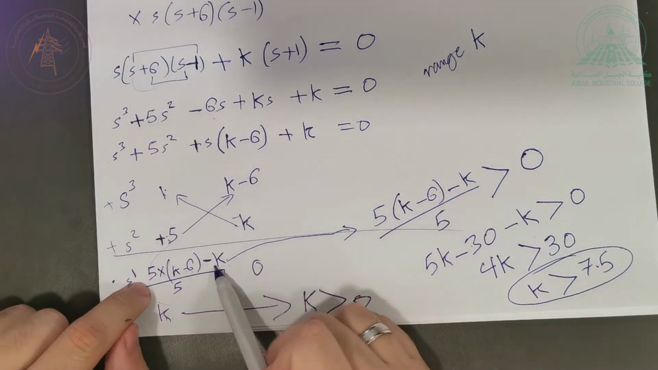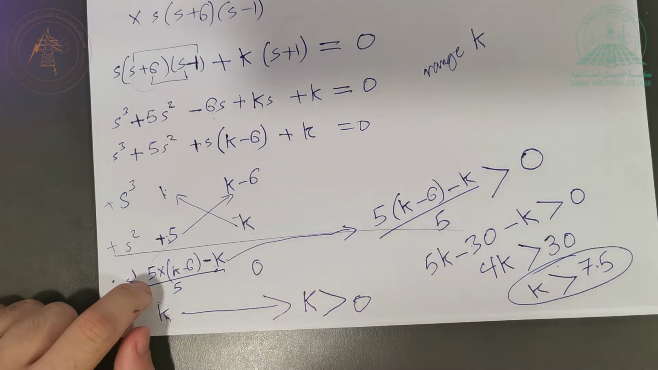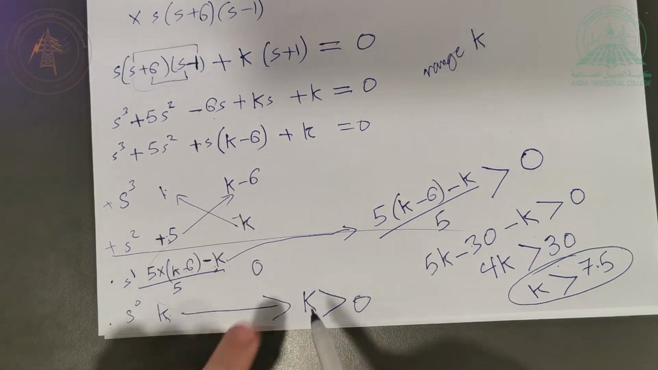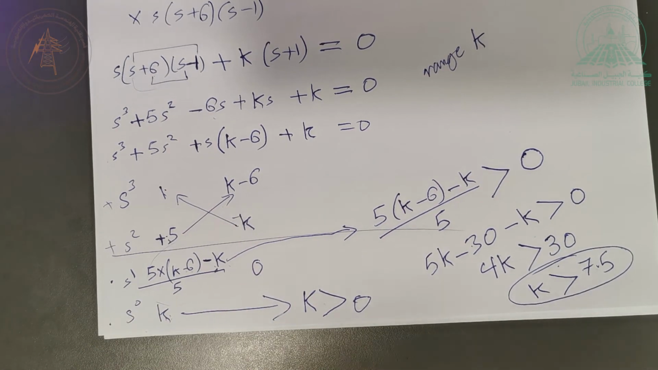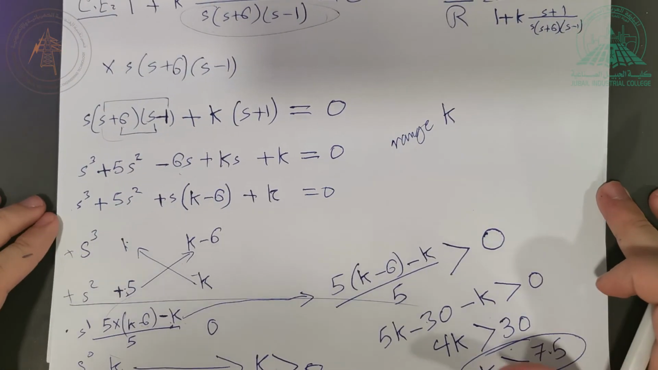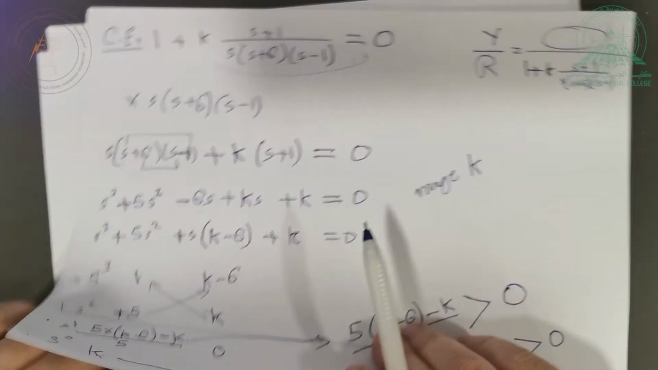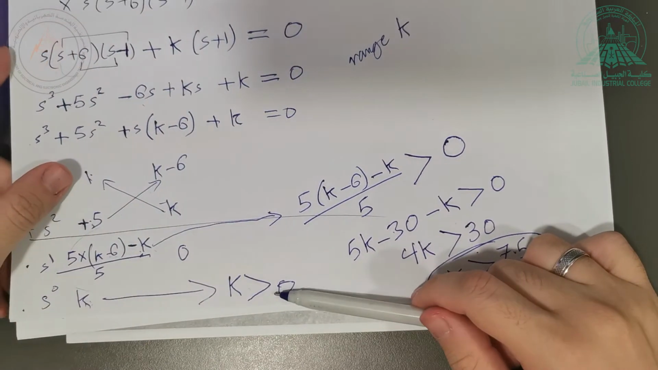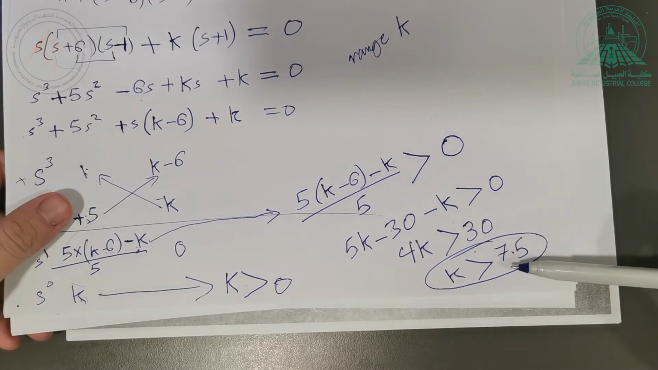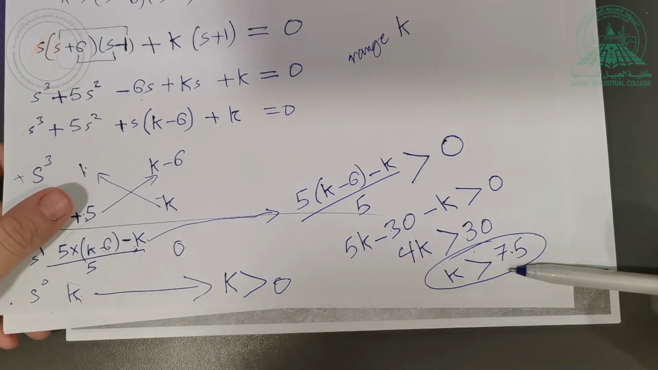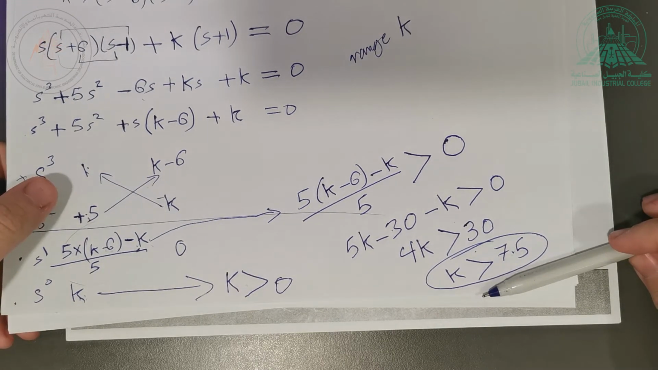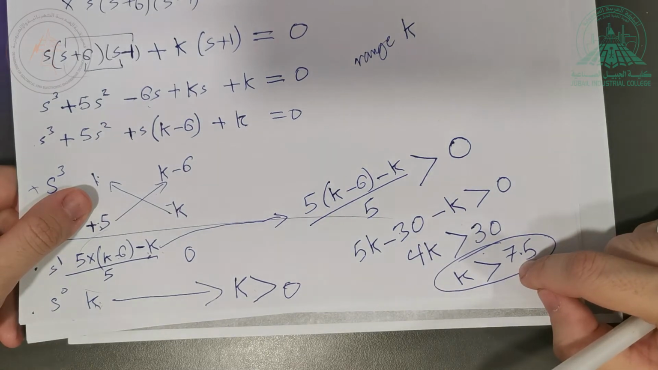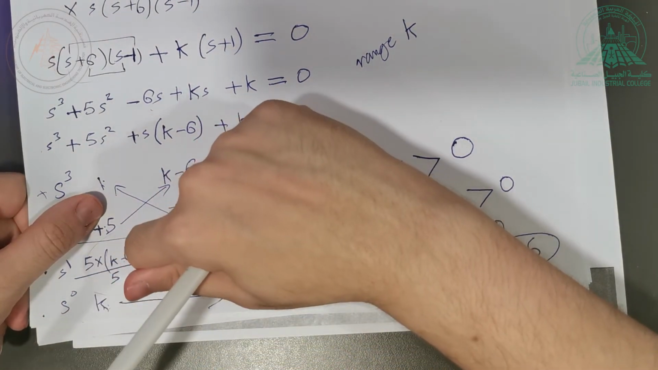For this term to be positive, k has to be greater than 7.5. For this term to be positive, k has to be greater than 0. If I want to answer the question, if I go back to this proportional controller, what should I use? Should I use just any value above 0? Or should I use the value that has to be greater than 7.5? This actually has to be greater than 7.5 because this will satisfy both conditions. If I choose anything above 7.5, this will be positive, this will be positive.